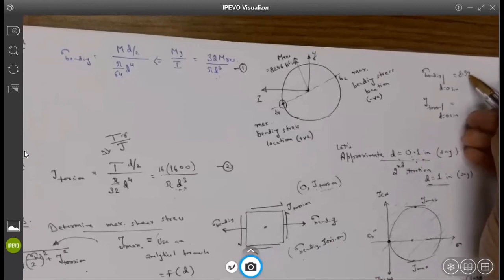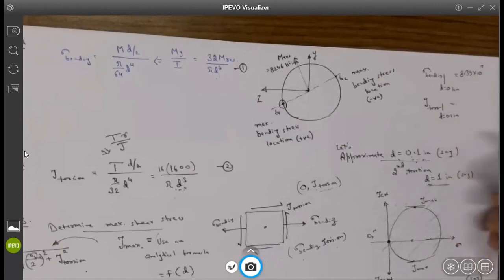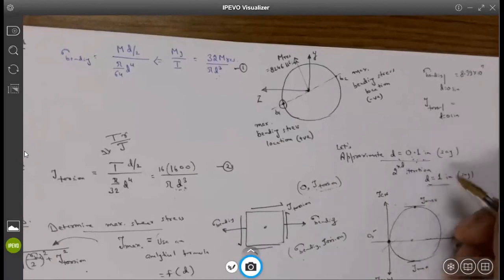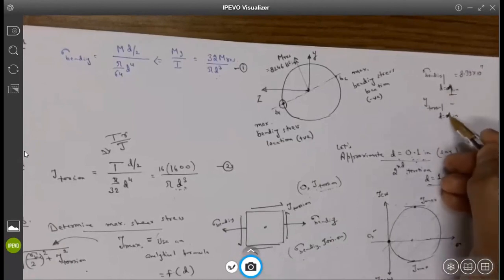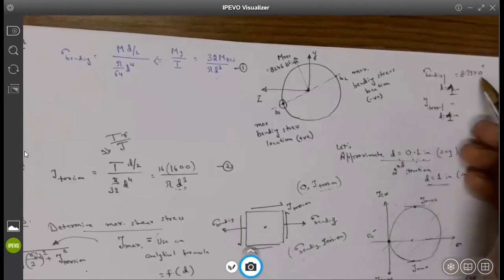Wow, that's a very big number. Maybe I did it wrong. I'm not sure. I mean, you may be right. I just took 0.1 inches, so that may be the cause. How about you take 1 inch, so that way it may give a reasonable number, because this is a very high stress. Obviously it is not going to satisfy the criteria. How about with 1 inch?